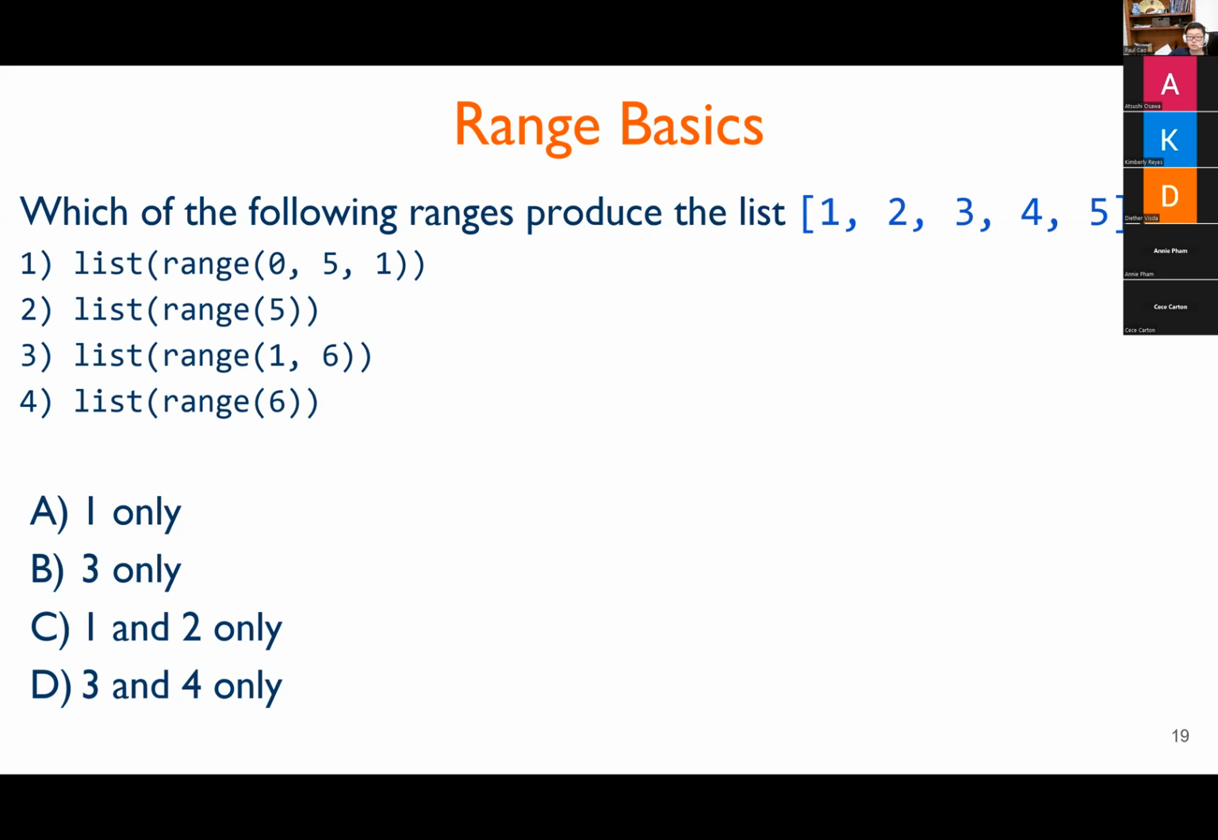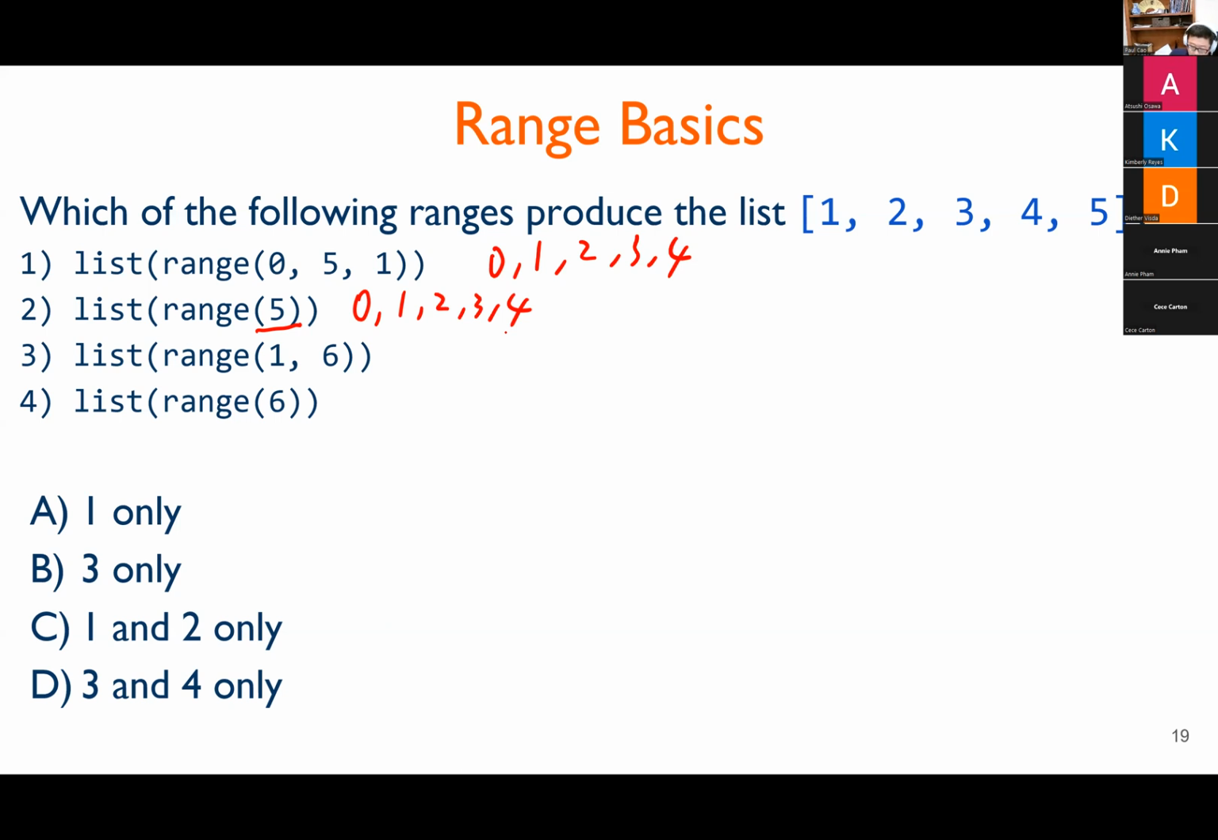All right. So the most popular choice is B, 3 only. Let's check. What kind of sequence would number 1 give us? You're looking at starting from 0: 0, 1, 2, 3, 4, because it doesn't include 5. So A or C are wrong, right? It is not 1, 2, 3, 4, 5. Now, how about range 5? If you only have one number, you're omitting the beginning and the step size. If you omit the beginning, you start from 0: 0, 1, 2, 3, 4. So 2 is also wrong.